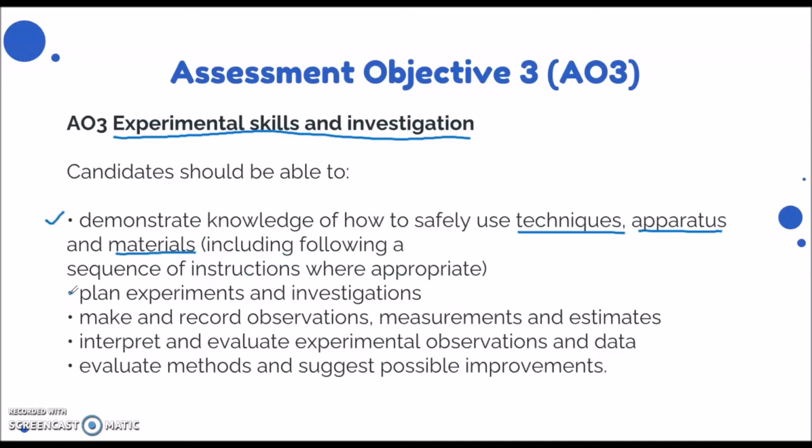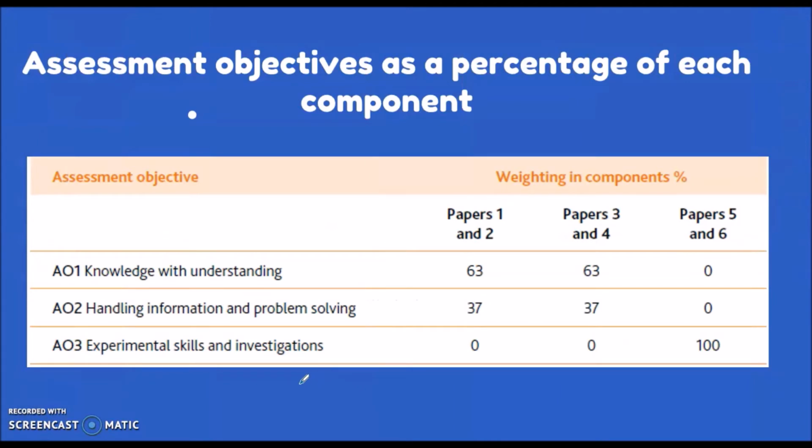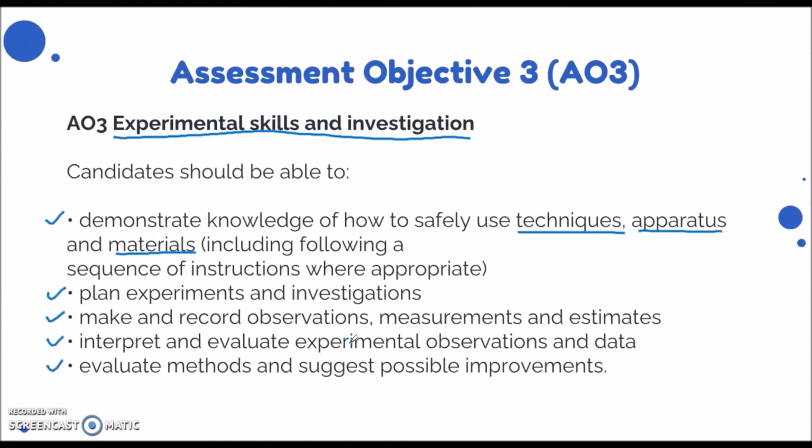Number two, students should be able to plan experiments and investigations. Number three, students should be able to make and record observations, measurements, and estimates. It's all to do with experimental skill, scientific skill. Number four, interpret and evaluate experimental observations and data. And the last one is to evaluate methods and suggest possible improvements. In short, AO3 basically is to test on experimental skill only.